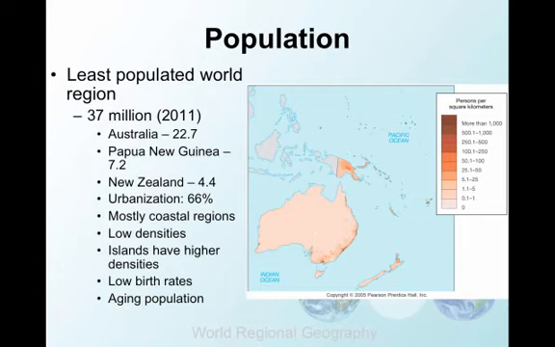Of course, much of the coastal region of Australia, the eastern coast, is more densely populated, whereas the interior and also the rest of the coastline of the country is rather sparsely populated. Some of the smaller islands, you can't see it as well here on the map, have a higher population density. However, this region overall has low birth rates, so that means the population of the region is not climbing too significantly, and it also has an aging population, as we have seen throughout the rest of the world.